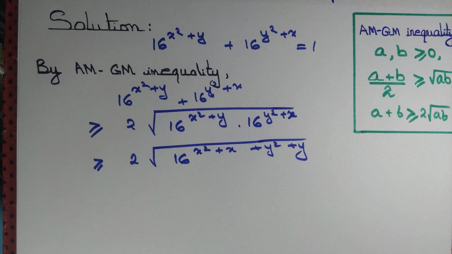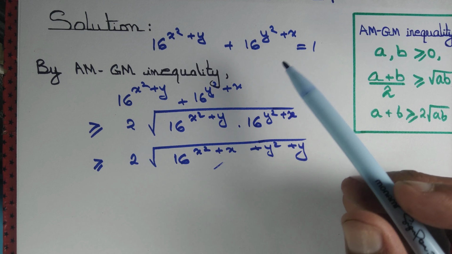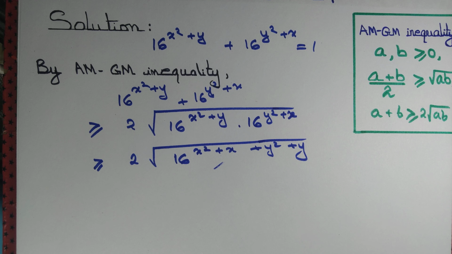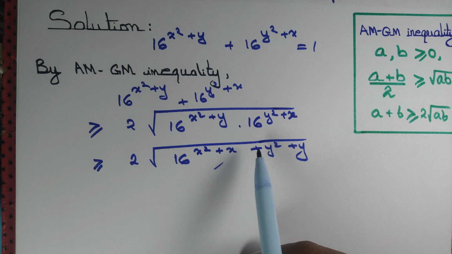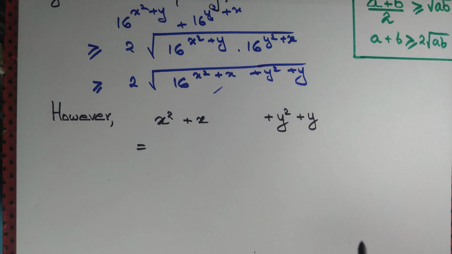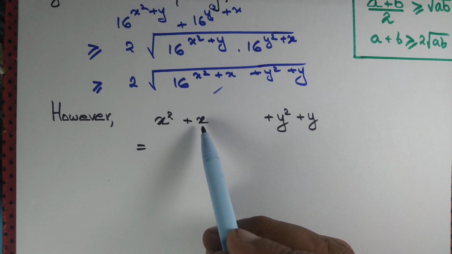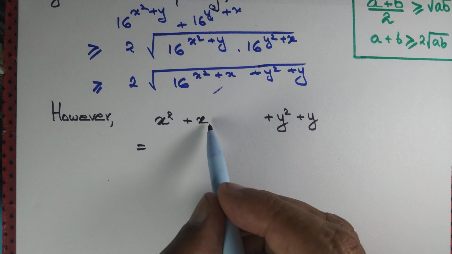Now as I said earlier, somehow we want to show that this quantity is greater than 1 for most of the cases. In order to do so, we consider the power x² + x + y² + y, and let's try to write it as a perfect square. Somehow we'll want to write it as a perfect square.